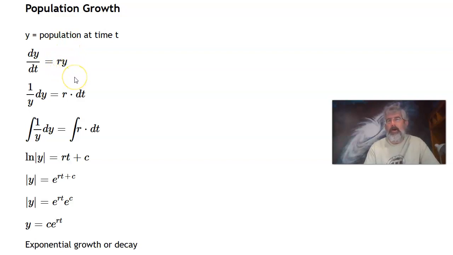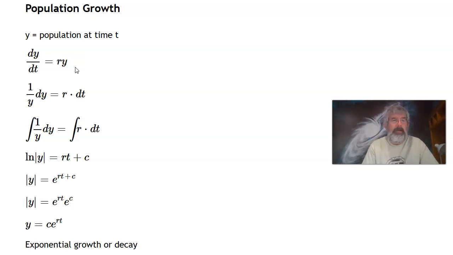This is not an unreasonable assumption when there's plenty of resources, lots of food, for instance, if the population you're measuring is animals or plants, living beings. On the other hand, the population might be the amount of money you have in the bank, and r is the interest rate. Right? So this is a fairly common formula for modeling the population. And it is both first order linear and separable.